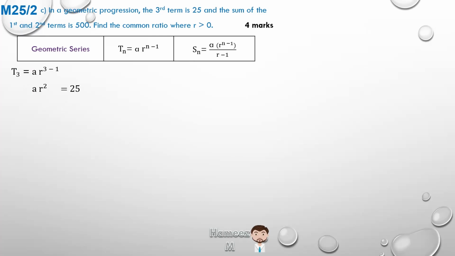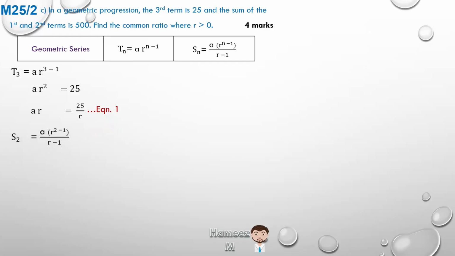Now, what else do we know? We know the sum of the first and second terms is 500. Right, so we can rewrite that a little bit. We can carry the r across, so ar is equal to 25 divided by r. Call that equation 1.